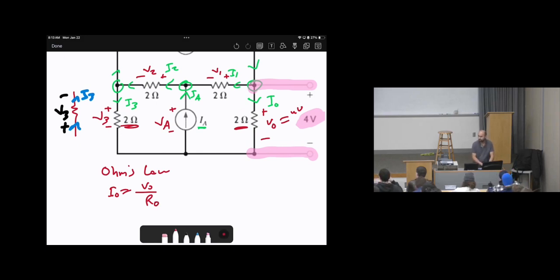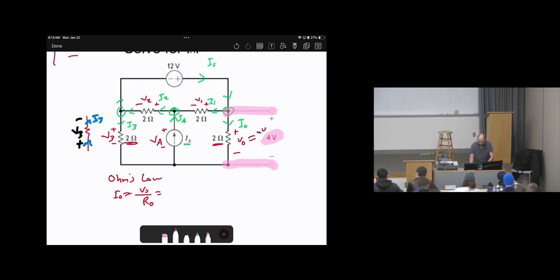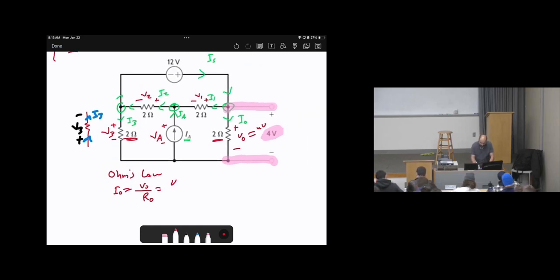It's VO over RO. So VO is given as 4 volts. RO, the resistor associated with it, is 2 ohms. Then the answer will be 2 amperes. Now I know IO. Okay, the question asks me to calculate IA.